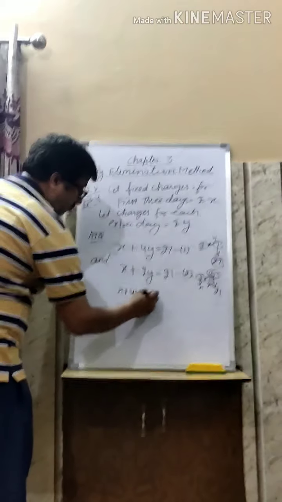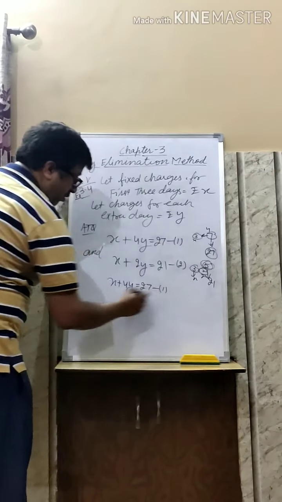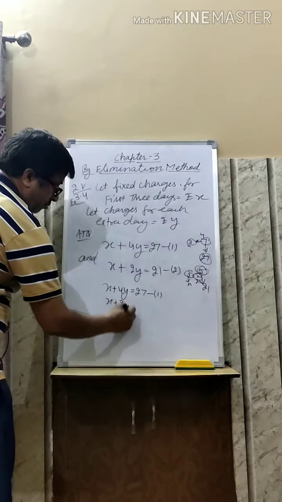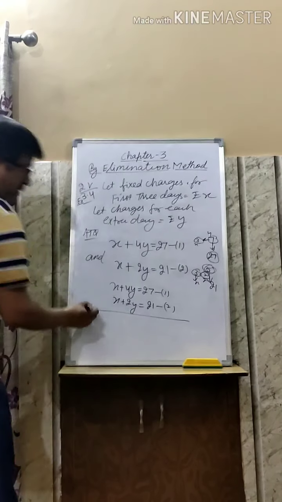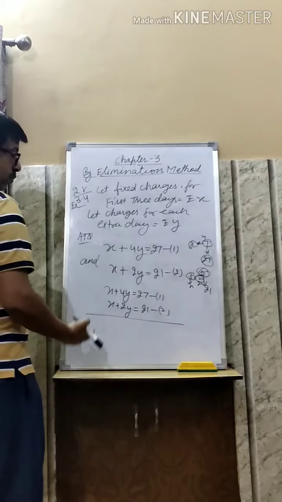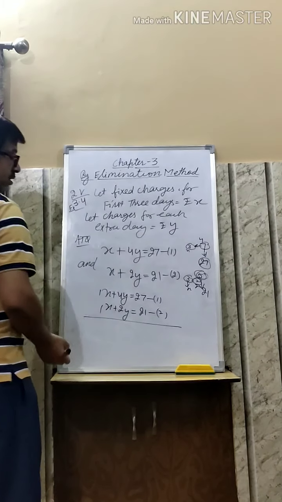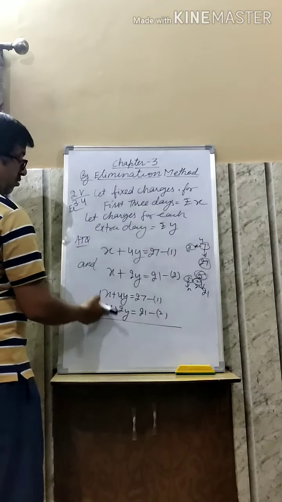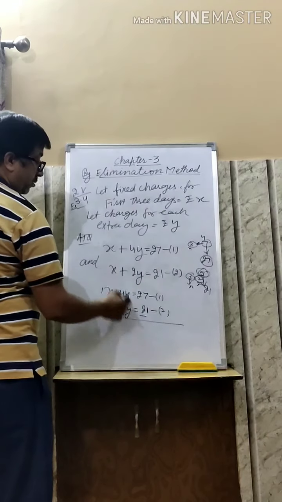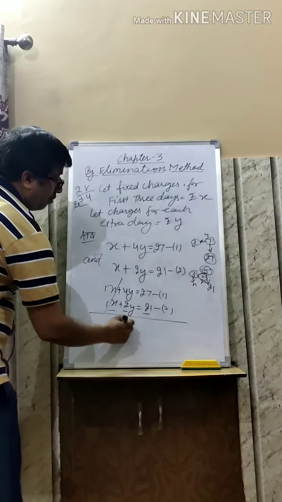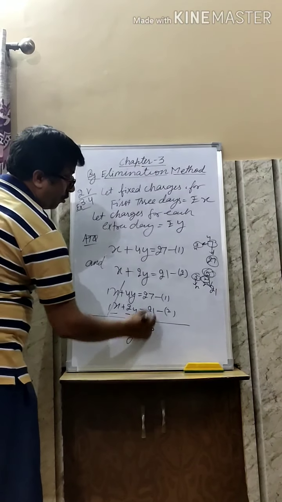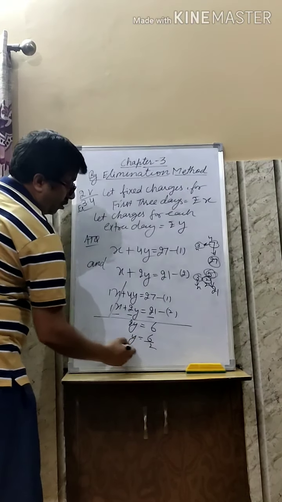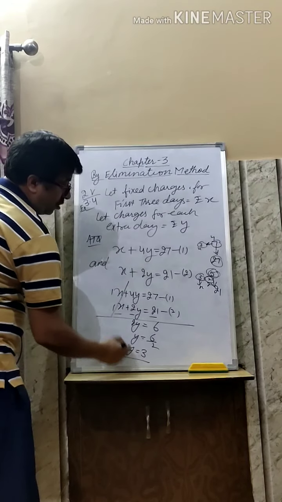So now these are two equations. X plus 4Y is equal to 27, first equation. X plus 2Y is equal to 21, second equation. Now what will you do? You solve by elimination method. You see, the coefficient of X is the same, so subtract. X cancels. So 2Y, 27 minus 21 is 6. 6 by 2, so Y is equal to 3.